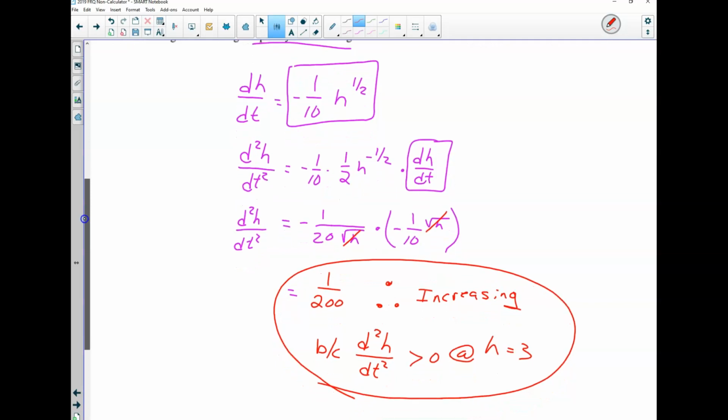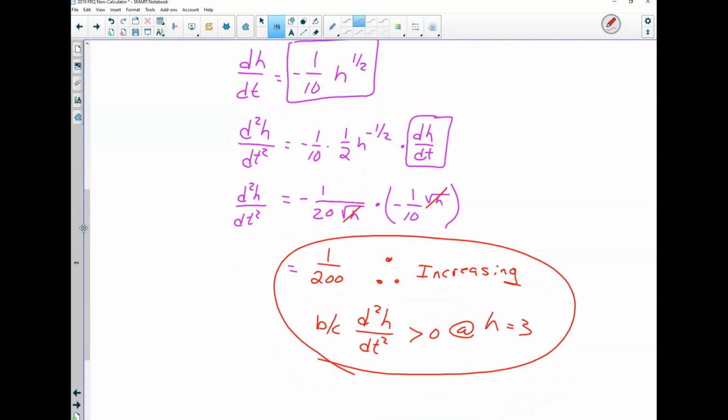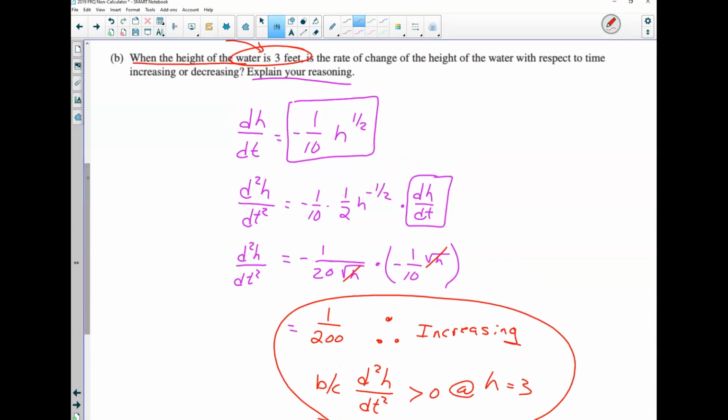Correct. Yep. And that one, like I said, was worth 3 points. You get 1 to show you're taking the derivative of this thing with respect to time, which we did. You're getting a point for your second derivative, and you're getting a point for your conclusion.